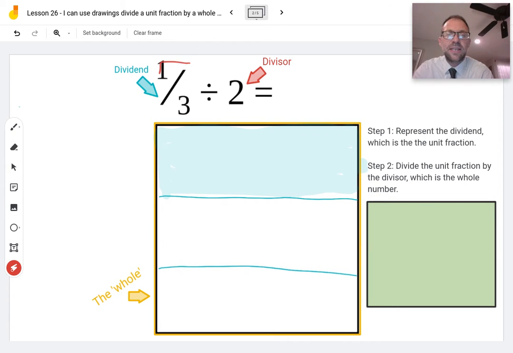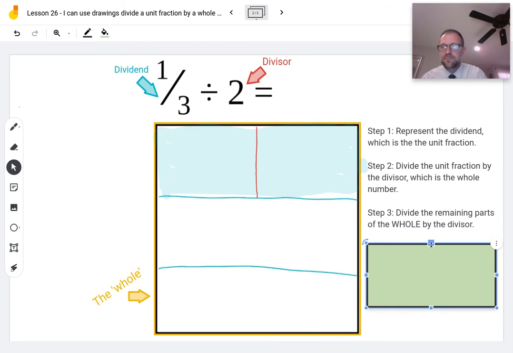So this problem says, let's take our third and let's divide it by 2. Let's divide it into 2 equal groups. We're going to use a different color, red, to do that. And I'm going to divide it into 2 equal groups, just like that. I've divided this third now into 1 group, 2 groups. But I don't yet have our quotient, our answer. That comes next. Here we go. Ready?